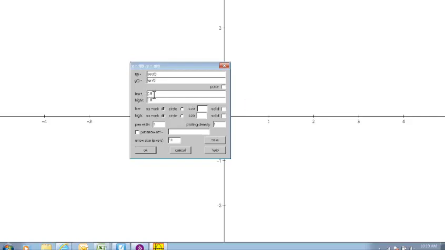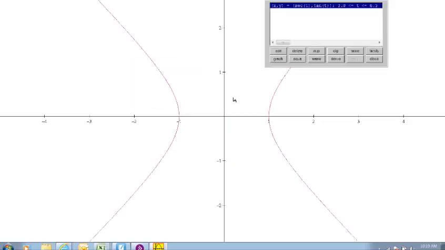Then you have to put the low and high values of t, and usually you do at least from 0 to 2 pi. So 2 pi is about 6.3. So let's just go from 0 to 6.3. And I think that's all we need to do. So there we go. That's it. Okay. So it's a hyperbola.